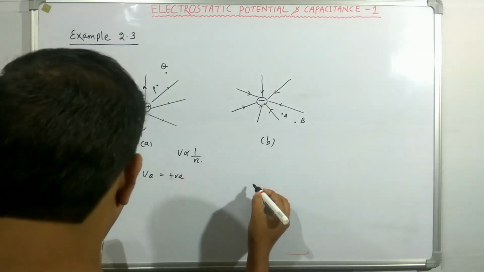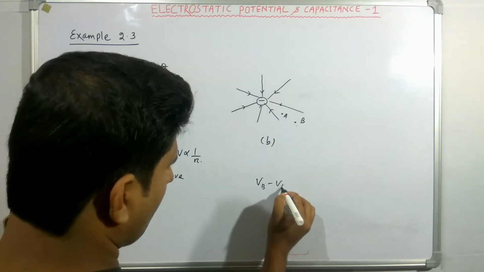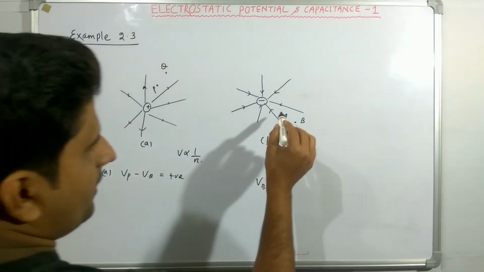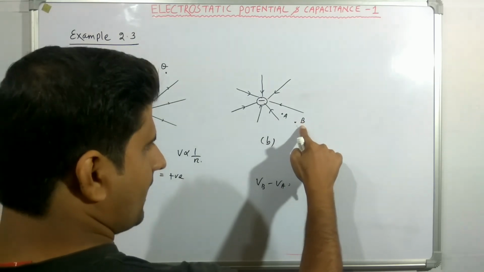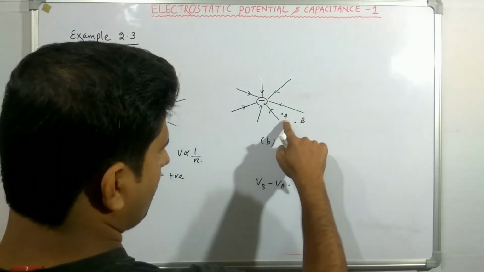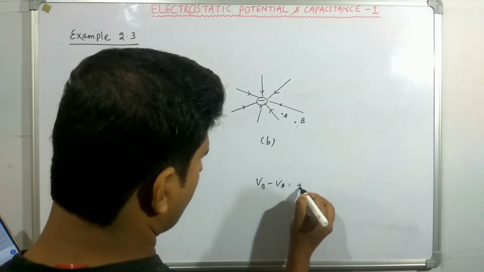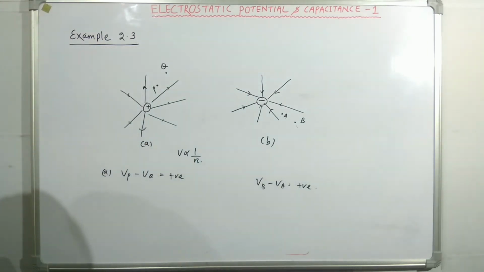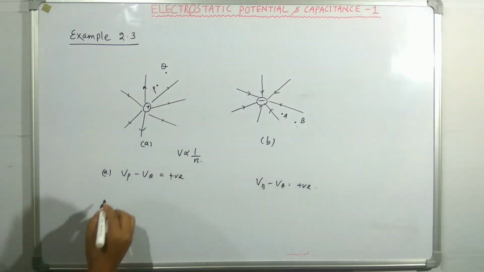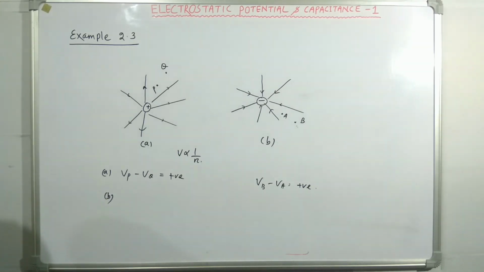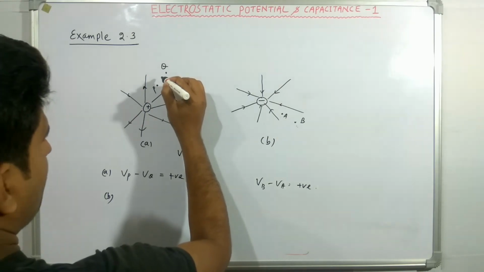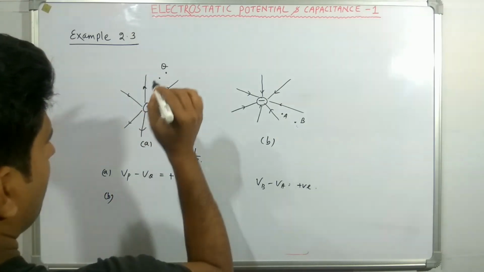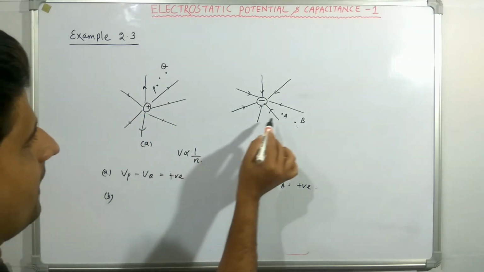And here, given Vb minus Va. Due to the negative charge, Vb is less negative and Va is more negative, so Vb minus Va is also positive. And the second bit: give the signs of the potential energy difference of a small negative charge between the points Q and P, and A and B.